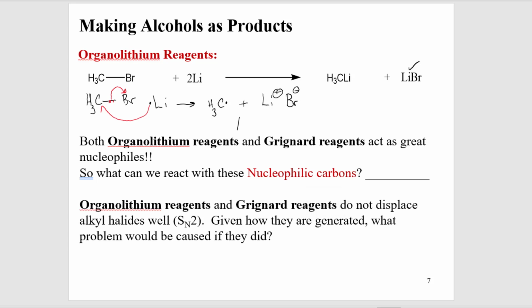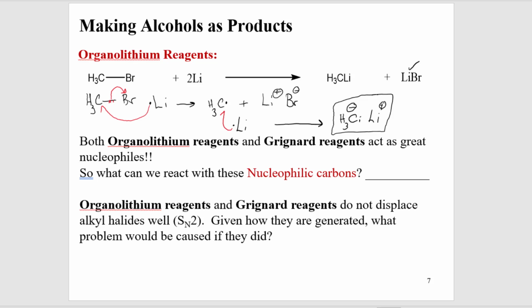The second equivalent of lithium gets its outer electron donated, and you end up with CH3. Now it has a lone pair, so it's negative. The second equivalent of lithium gave up its electron, so it's positive. Here is your methyl lithium. Okay, so you can generate those carbon minuses by starting with the alkyl halide and adding lithium metal.